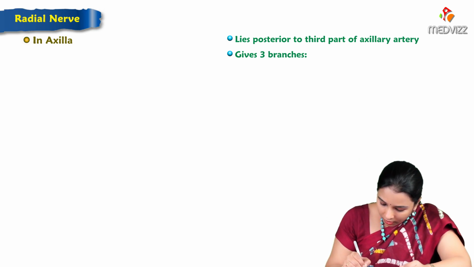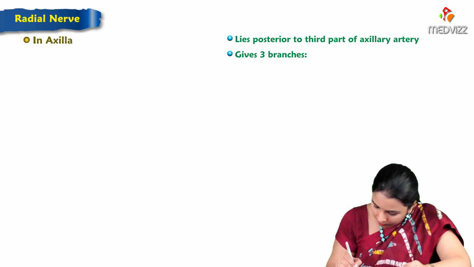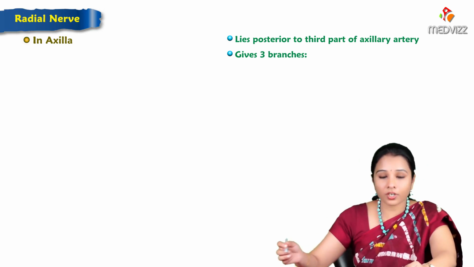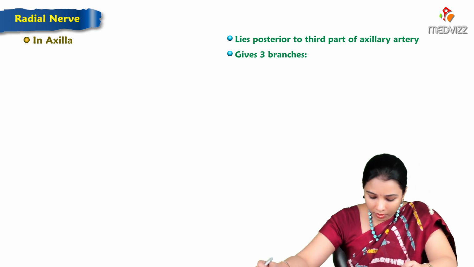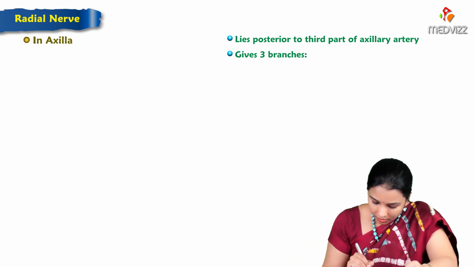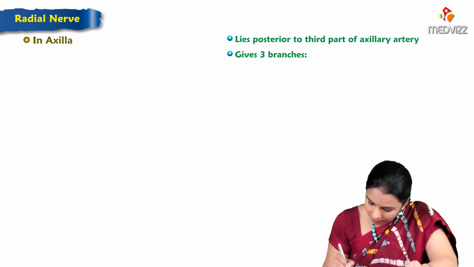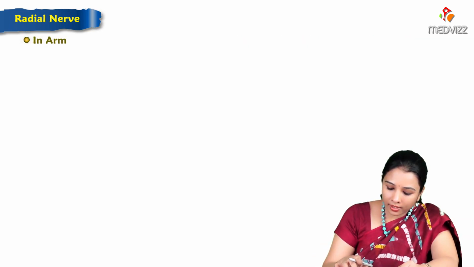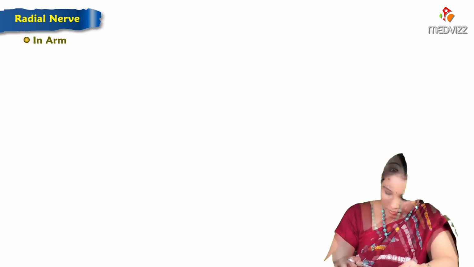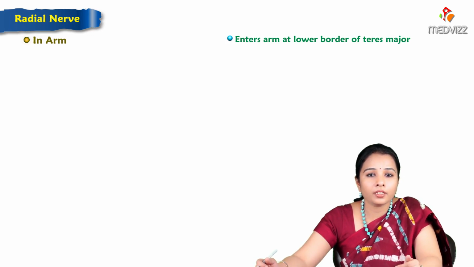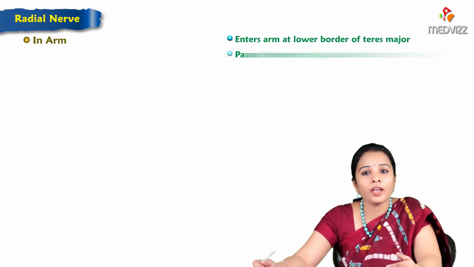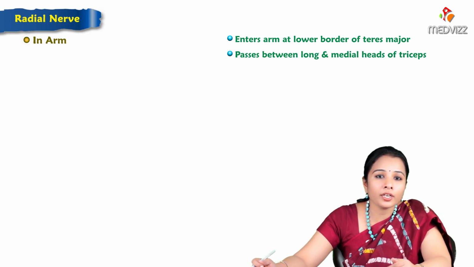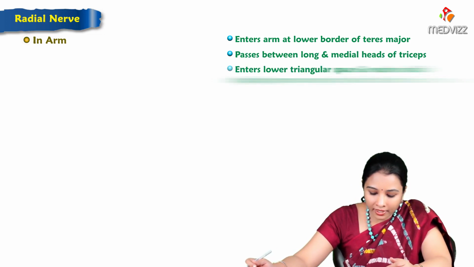This is the long head of triceps. So a branch is given to the long head of triceps in the axilla, and a nerve to the medial head of triceps. These are the branches given off in the axilla. Let's see the radial nerve in the arm. It enters the arm at the lower border of teres major and passes between the long and the medial head of the triceps, and it enters the groove.